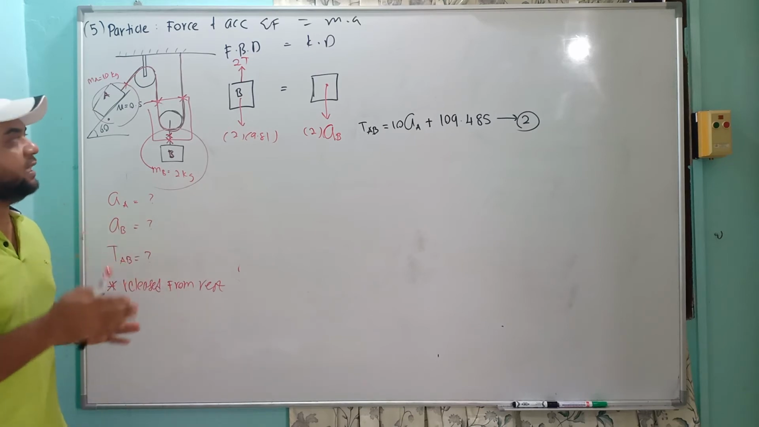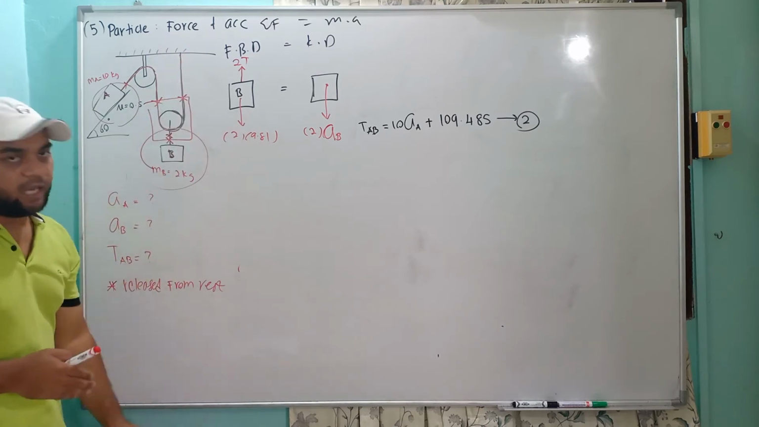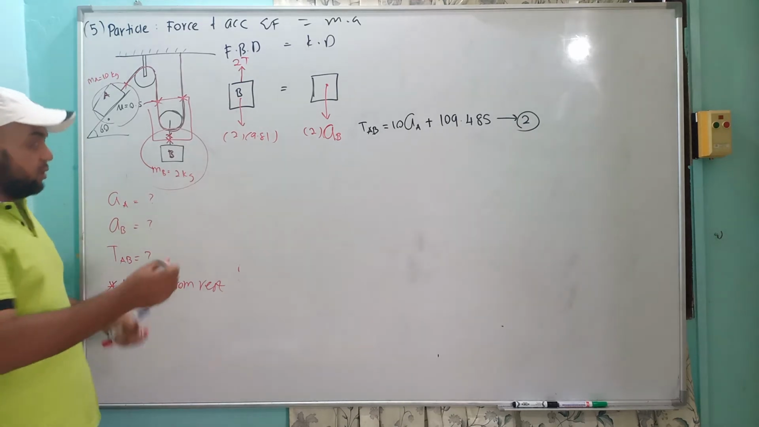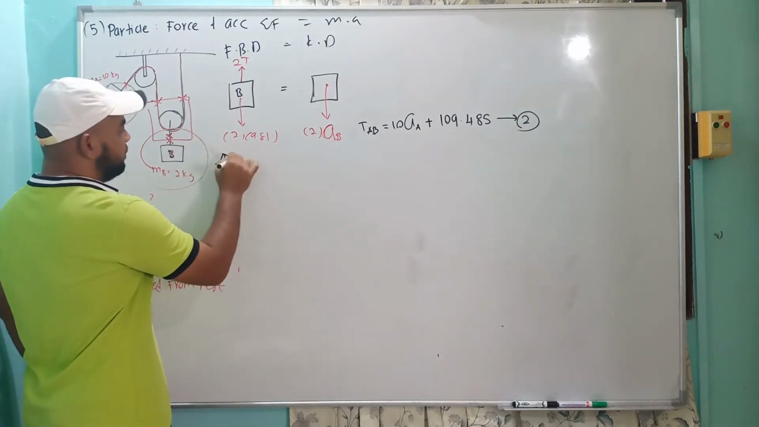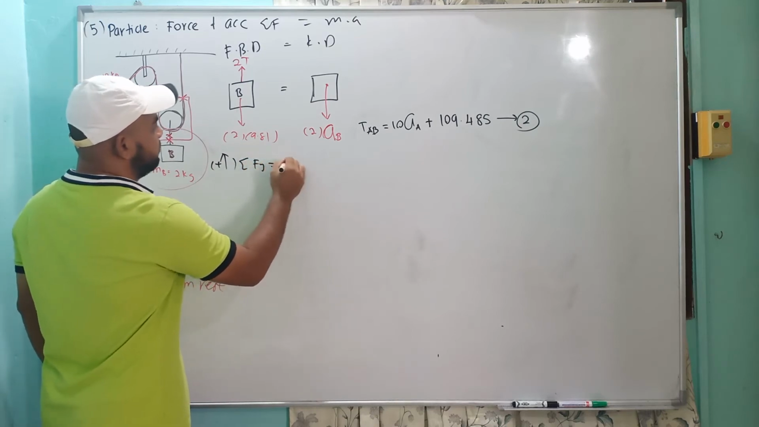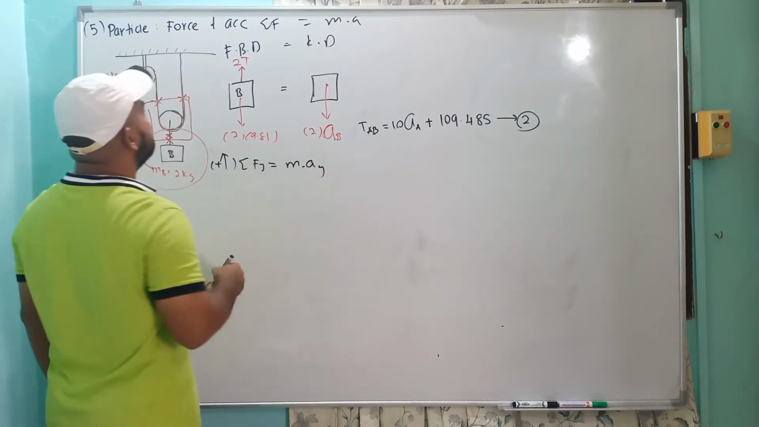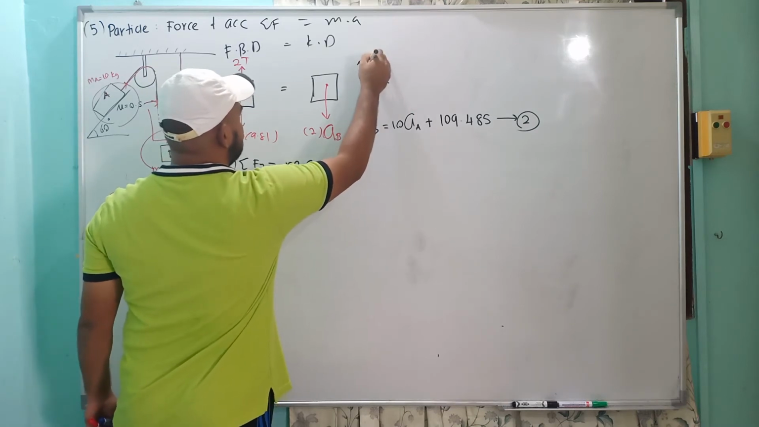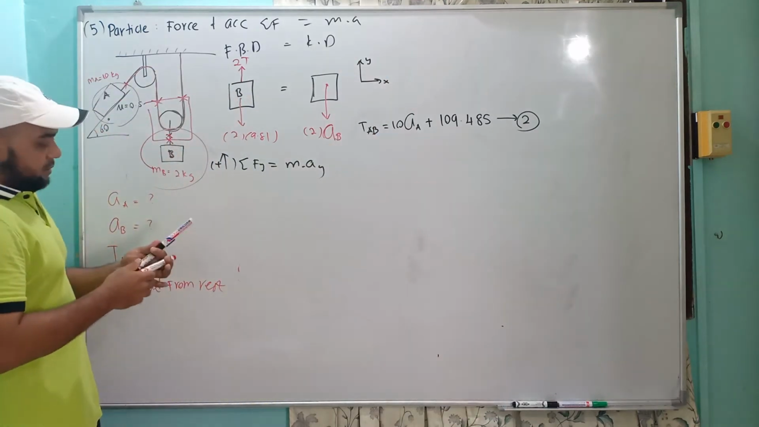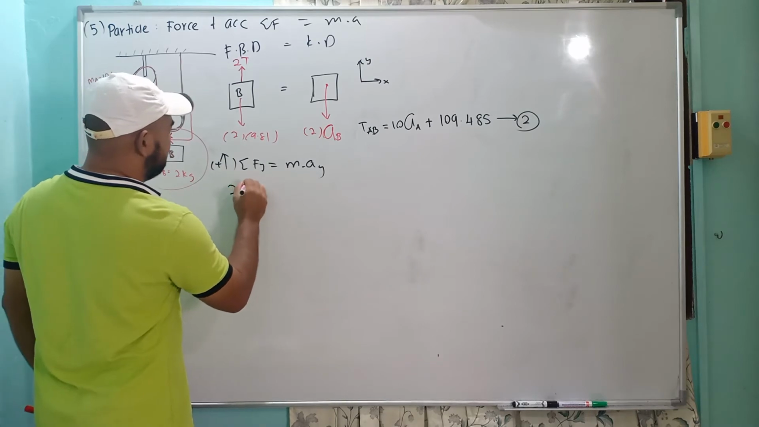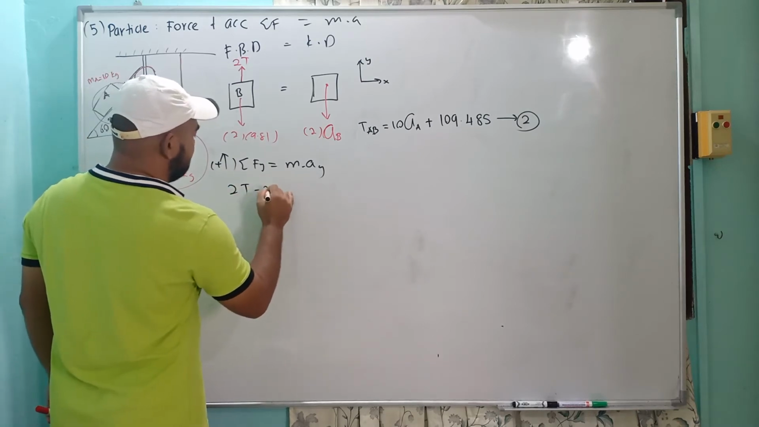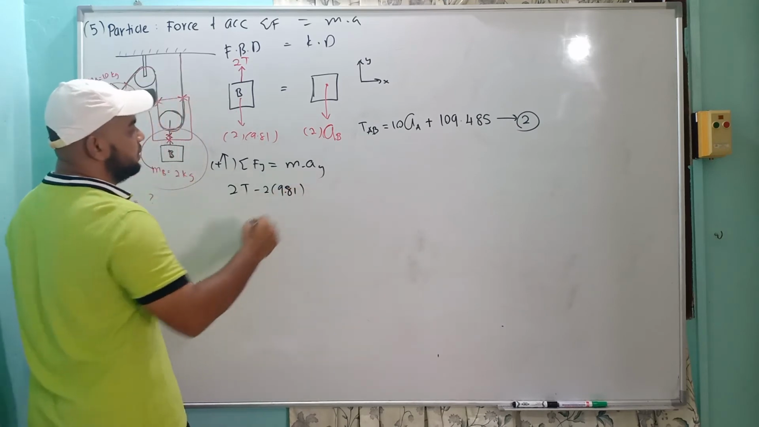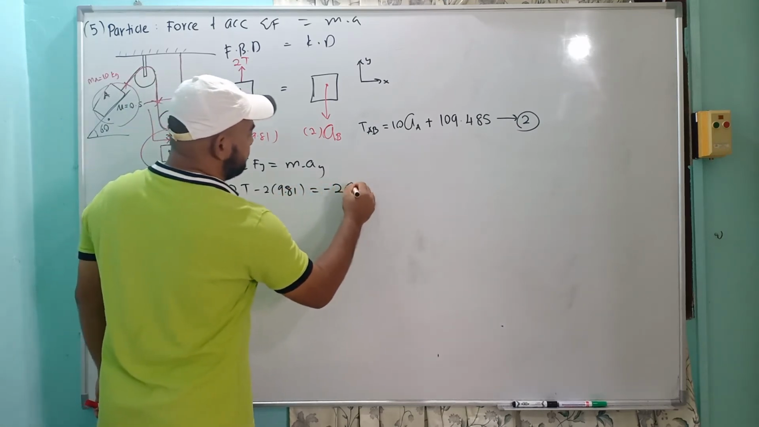We only have one axis because it moves only up and down, so let's call it Y. Upward positive, sigma Fy equals may. My axis may be like this: this is X, this is Y. So I have 2T minus 2 times 9.81 equals minus 2AB.